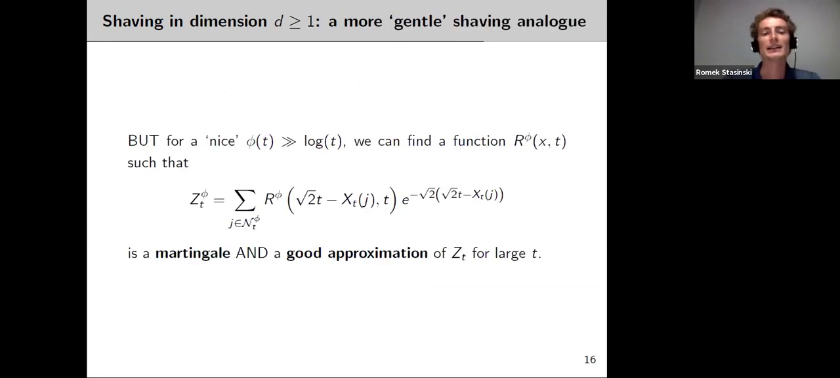And it turns out that for a nice function phi, we can actually find another function r of two arguments, x and t, the first corresponding to location, the other corresponding to time, such that if we define Z_t^phi in almost the same way as the derivative martingale, the only difference is that we replace the linear term by the function r, and we again take the sum only over the particles that haven't been killed until time t. Then it turns out that we can find a function r such that this process, Z_t^phi, is a martingale. And also it is a good approximation of Z_t for large times t.